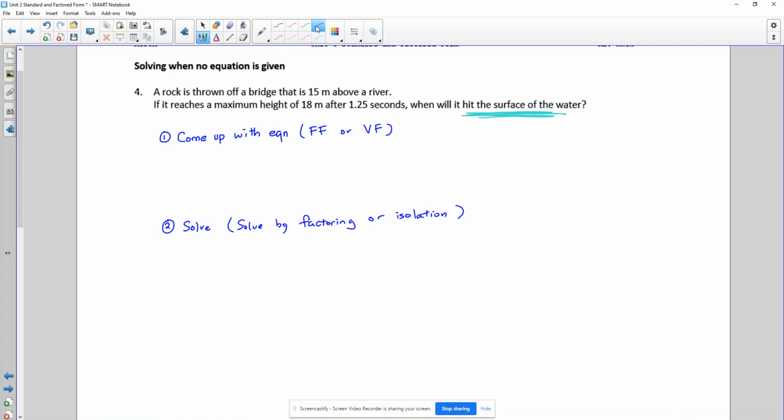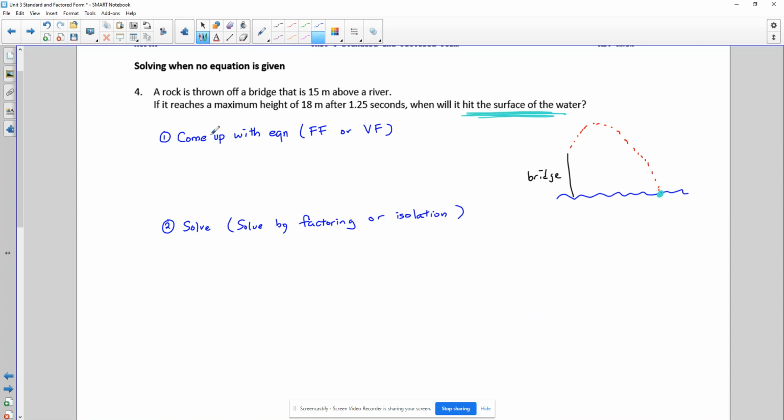Okay, so this is how I imagine it. You have a bridge over here, and basically the item is thrown off, and it travels through the air, and it comes crashing down into the water like that. And they're interested in finding out when it hits the surface of water over here.